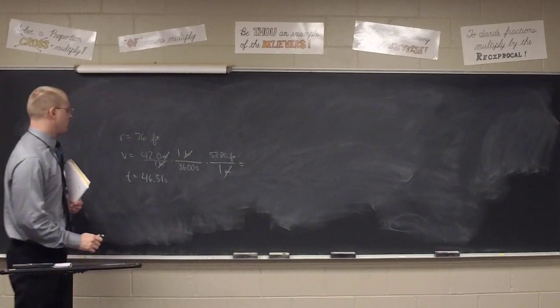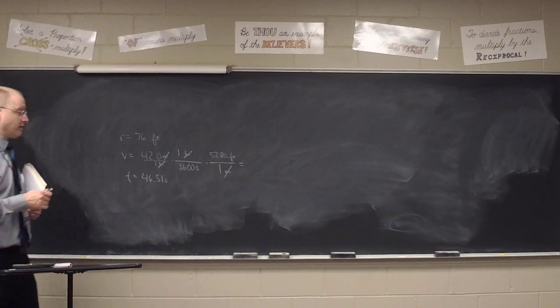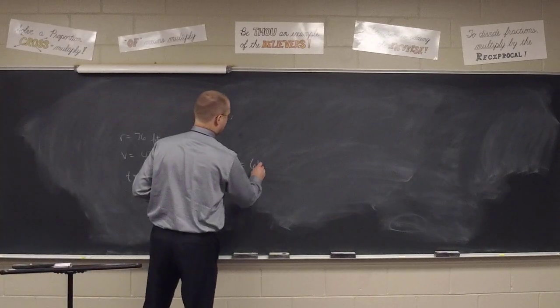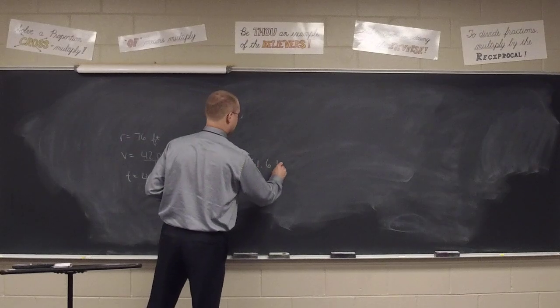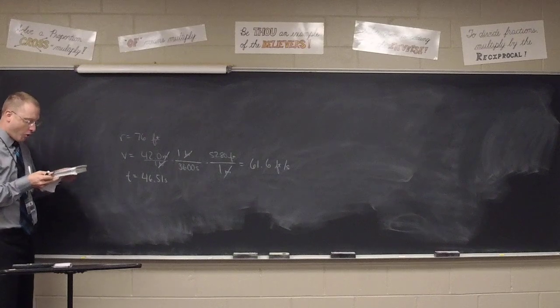I don't think it works out evenly. Maybe it does. Multiply, divide. What do we get? 61.6. Evenly? Hey, I like that. That means I don't have to use it in memory. 61.6 feet per second. All right, so I've got my R, my V, my T.